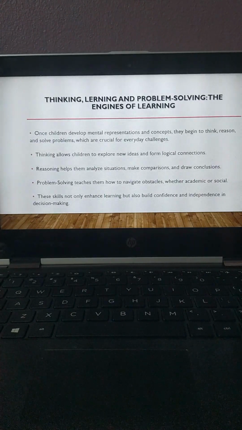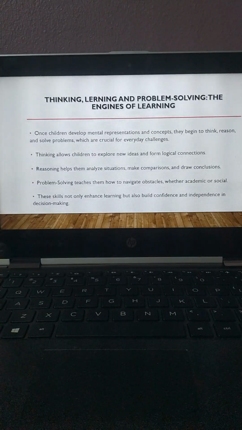We said problem solving teaches them how to navigate obstacles in their environments, academic obstacles, social obstacles, in their relationship with their friends, and other aspects. We said these skills are not only necessary for learning, but they also help to build confidence in the children, and it helps the children to become independent in their decision making.